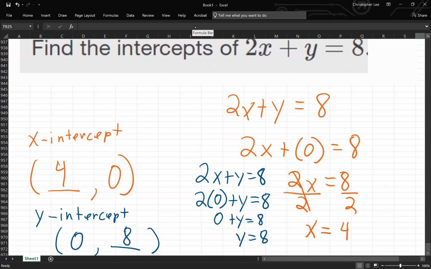Any questions on this? Good. This is how you find x-intercept and a y-intercept from an equation. All right. Y'all want to try one or y'all feel like y'all got it? No? Good? All right.